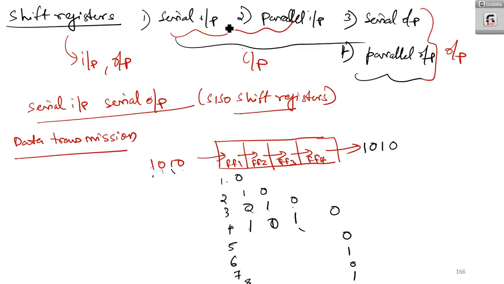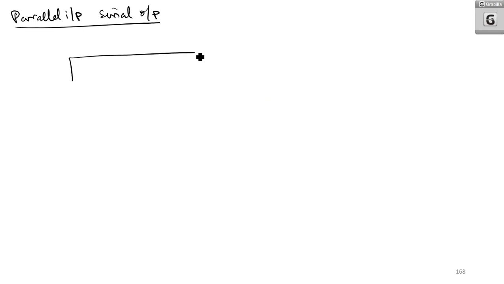Now those two combinations are over: serial input, serial output, and serial input, parallel output. Now coming to parallel input, serial output. The third combination is parallel input, serial output. That means input is given in parallel form and output is taken in serial form. So let us check how that happens.